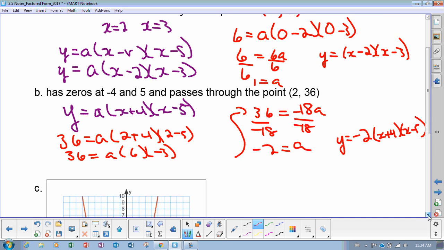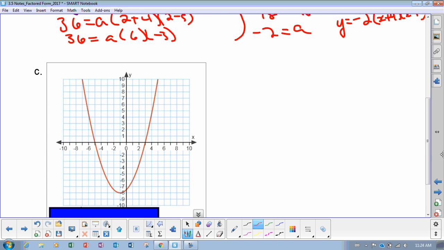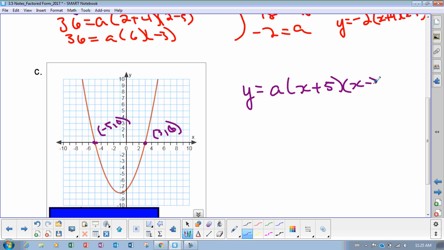All right, so the last type of question you're going to get here, where there's no context, is you're given the graph. So when you're given the graph, you want to start off by identifying some key values. So right here, I see that this point is at 3, 0, and this point is at negative 5, 0. So I have the 2 points, so I'm going to go ahead and put those in. So I'm going to have y equals a, x plus 5, because we're always using the opposite, and x minus 3.